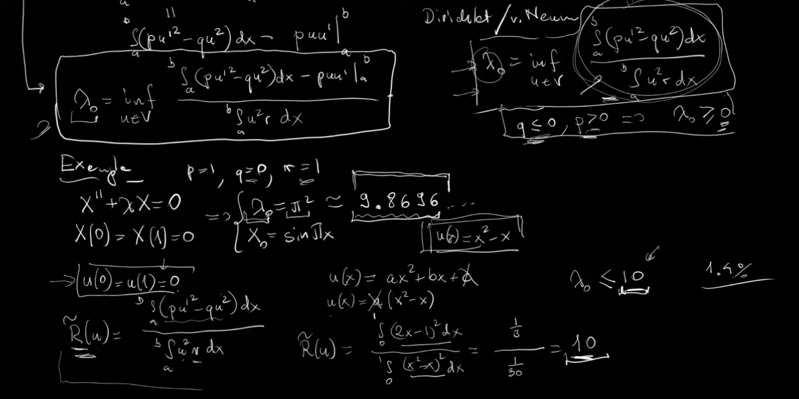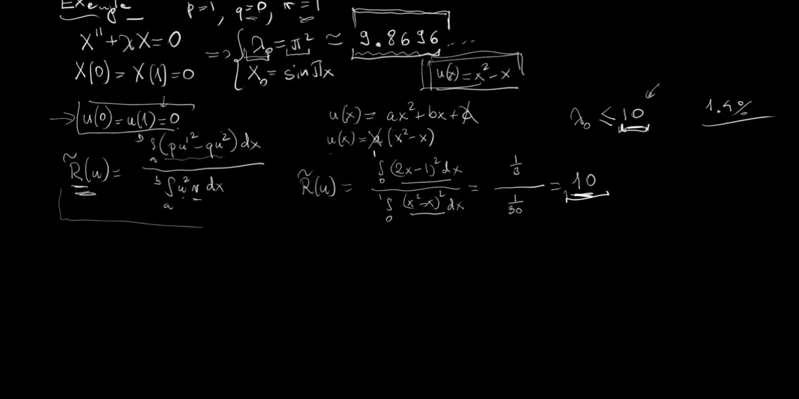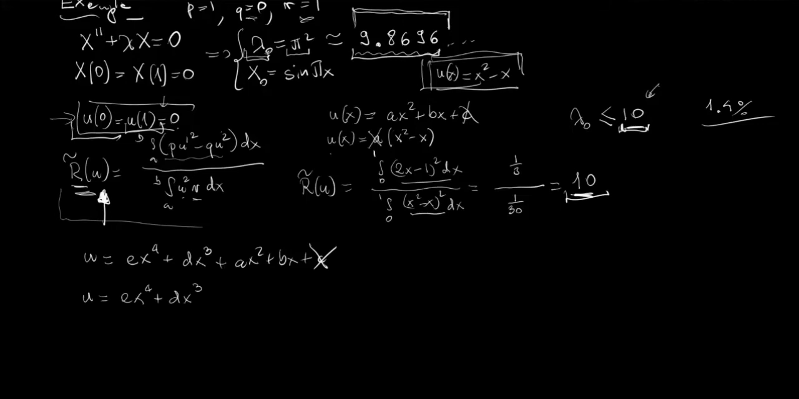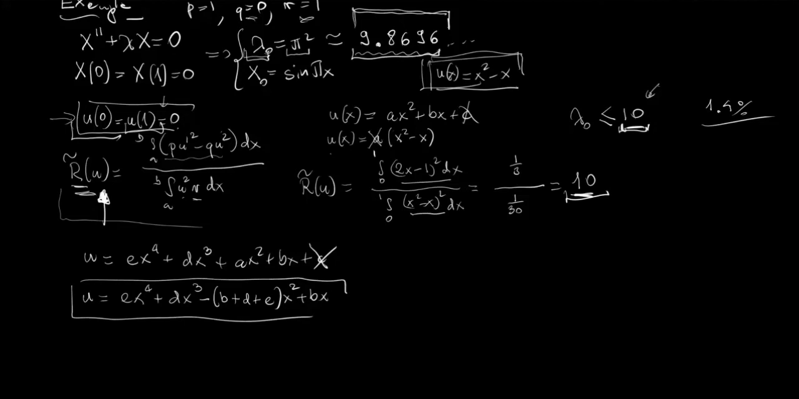So what if we take a more general function than quadratic to estimate the lowest eigenvalue? Let's try with the quartic. Since this function again should satisfy the boundary conditions, c must be 0, and actually this condition tells us that u must be equal to e x^4 plus d x cubed minus (b plus d plus e) x squared plus bx. Okay, so this is the quartic polynomial that satisfies our boundary conditions.